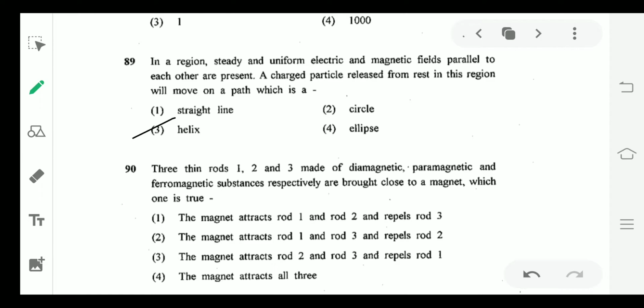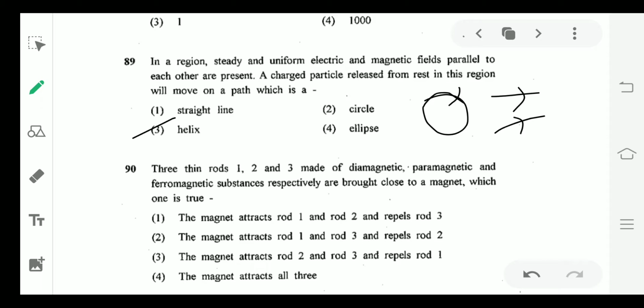In case only magnetic field is present, then the particle will move in a circular direction, and if only electric field is present, then it will move in a straight direction, or you can say curve-like direction. But when both act and both are parallel to each other, then they form a helix-like loop or helical path. So the answer is third.